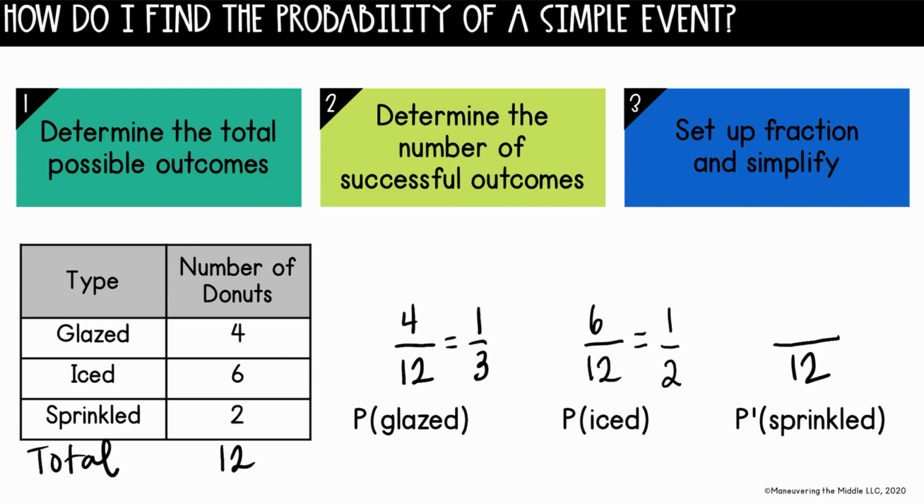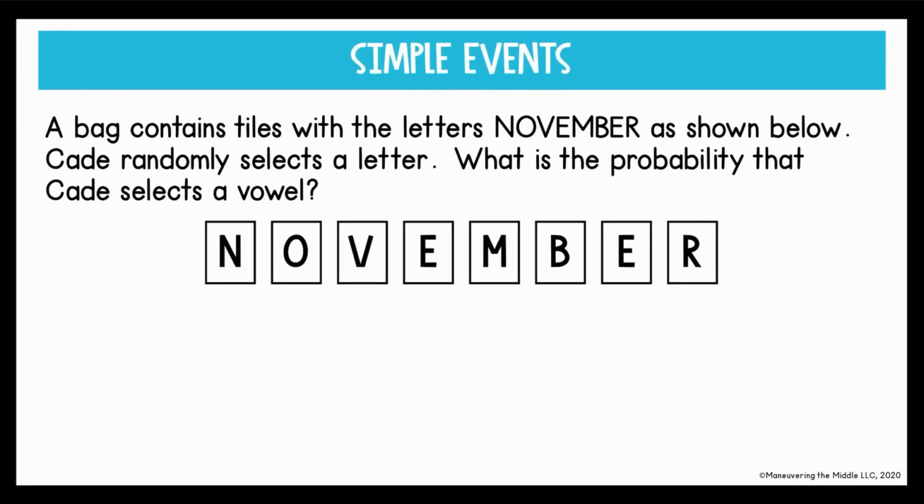So I know my total outcomes, there's 12, but I'm looking for everything but sprinkled donuts. And so that would be 10. And I can represent that and simplify that to be 5/6. So let's look at a few examples using other word problems.